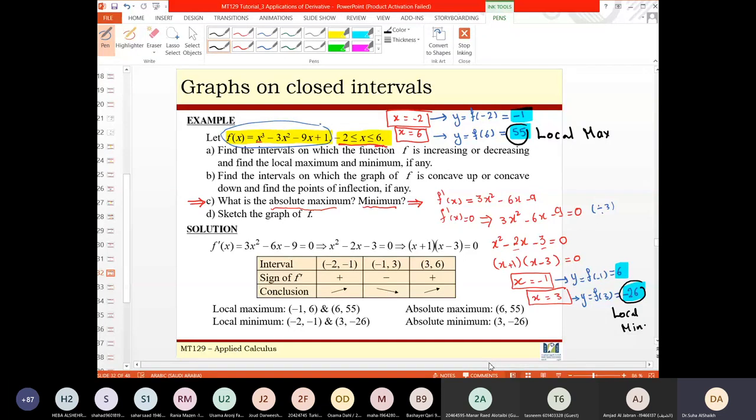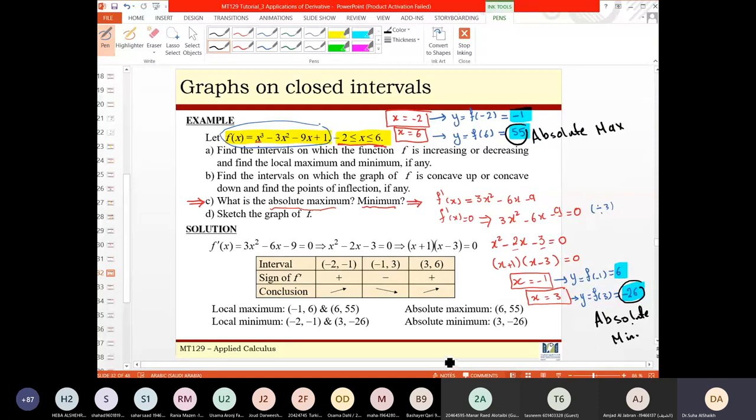ماشي؟ Sorry, not local. I'm sorry. Absolute هذه. Sorry. هذه absolute. هذه absolute أكيد. Yeah. هذه absolute max. And this one is absolute minimum point. You got it?